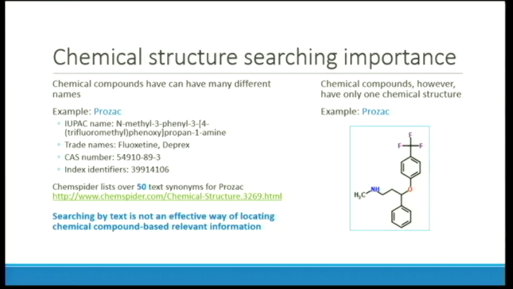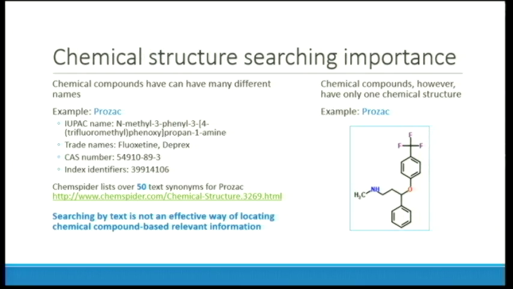And just for kicks, I'll give this a try here. N-methyl-3-phenyl-3,4-trifluoromethyl phenoxypropan-1-amine. Fun times. It also has a number of trade names, such as fluoxetine and Deprex, and it has a number of numerical identifiers, something like a CAS number, a Beilstein index number, etc. If you look at Prozac on ChemSpider, you'll see that it has over 50 synonyms.